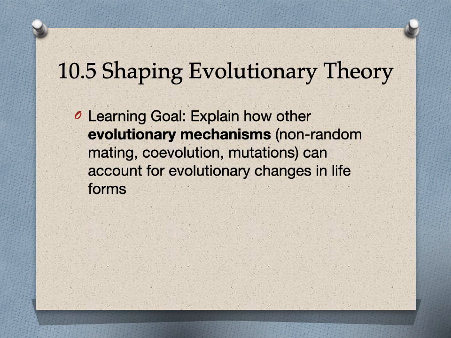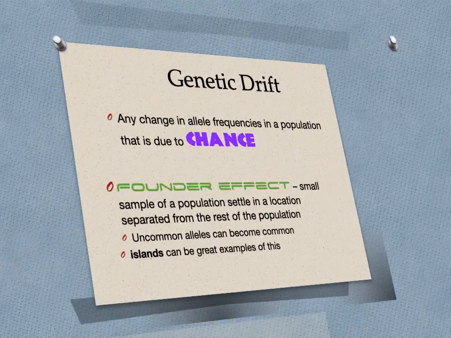10.5 Shaping Evolutionary Theory. We're going to have you learn how to explain evolutionary mechanisms like non-random mating, coevolution, and mutations, and how these can help account for changes in life forms.